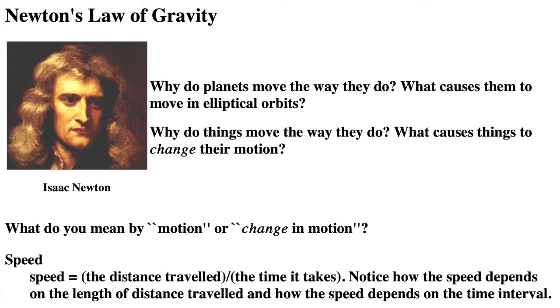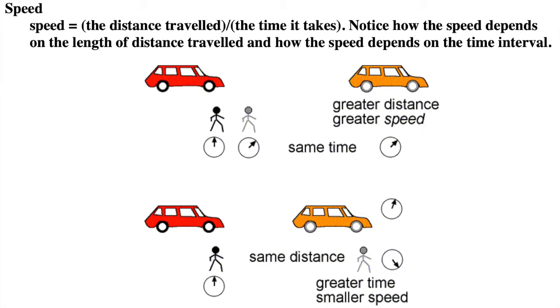So, what do you mean by motion or change in motion? I'm going to begin with some vocabulary to make sure we're on the same page, because these terms have different definitions than how people usually use the terms. Speed is the distance traveled divided by the time it takes, so many miles per hour or kilometers per second. In the same time interval, greater speed means greater distance traveled.